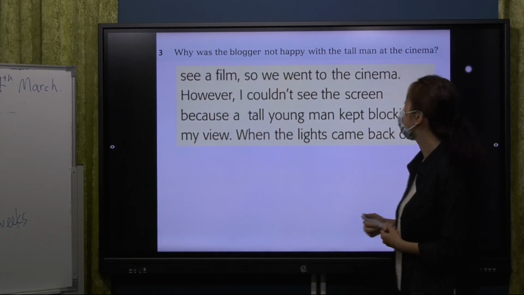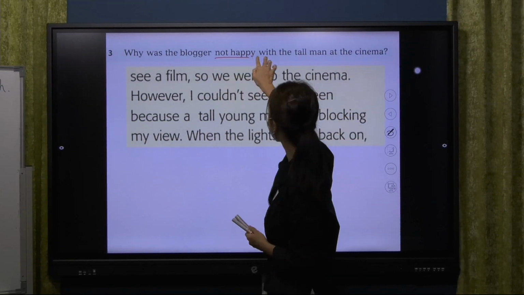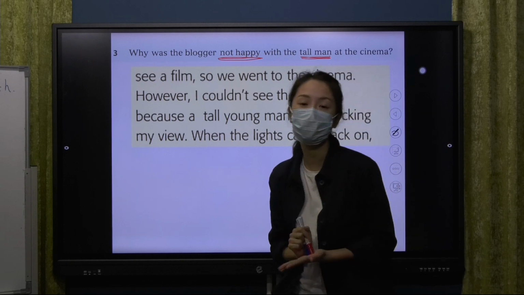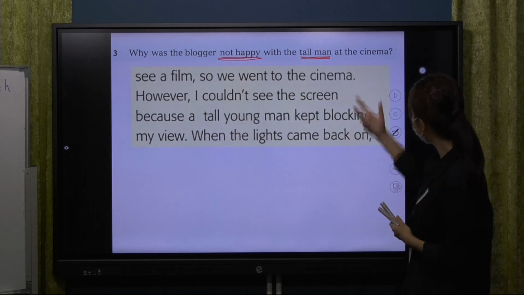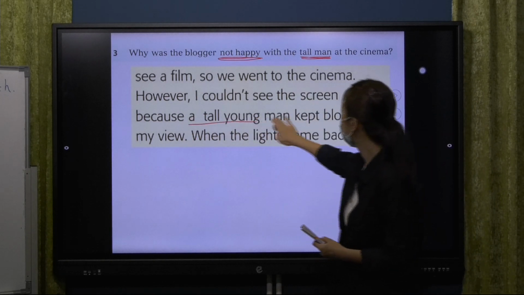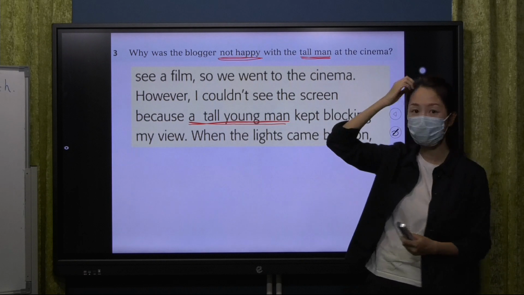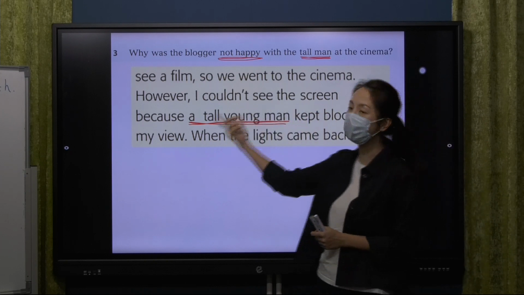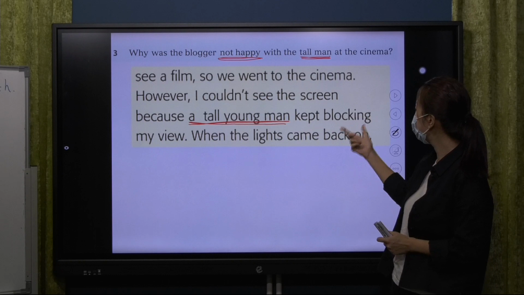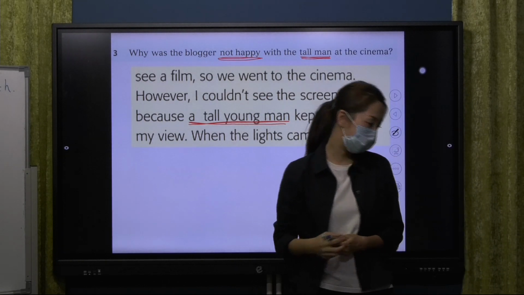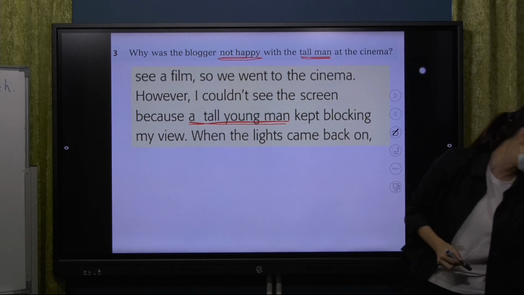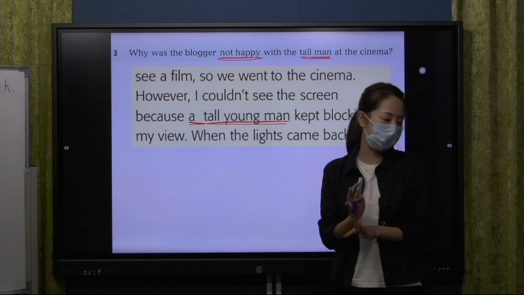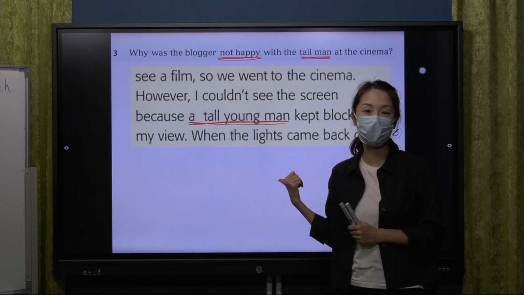Number 3, why was the blogger not happy with the tall man at the cinema? So let's look at these two keywords, tall man. So you will find this word here. Paragraph 3, okay, a tall young man. So why am I not happy? So let's read the sentence. However, I couldn't see the screen because a tall young man kept blocking my view. So if you don't know the answer, you may copy the whole sentence. Okay? When you are doing your exam, find the keyword, and if you don't know what the answer is, at least you can copy the complete sentence. Okay? You will get some marks.